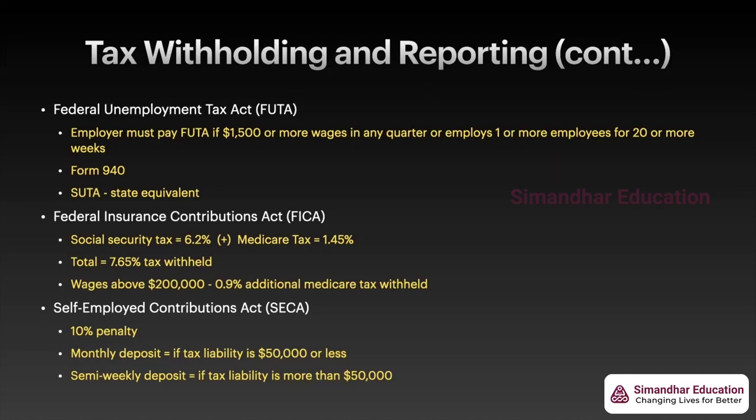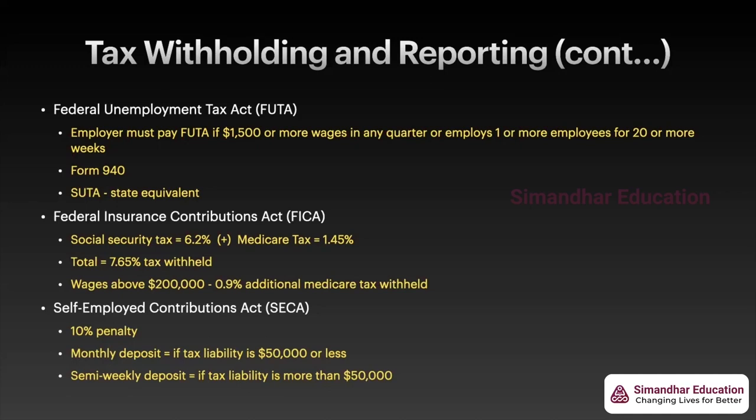Now, if you're filing as a single individual and your wages are above 200,000, then you would also have to pay additional Medicare tax that is levied at 0.9%. If you're filing as married filing jointly or as married filing separately, obviously the threshold is different. It is 250,000 and 125,000 respectively. All of this is tested in Part 1 of the EA exam as well.